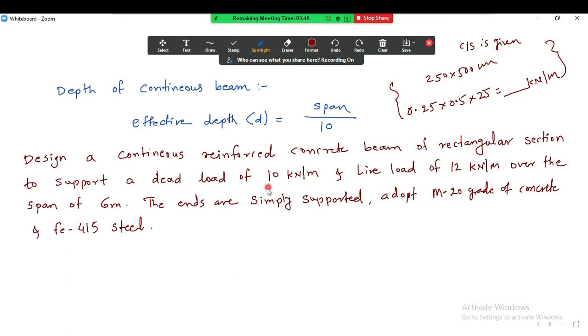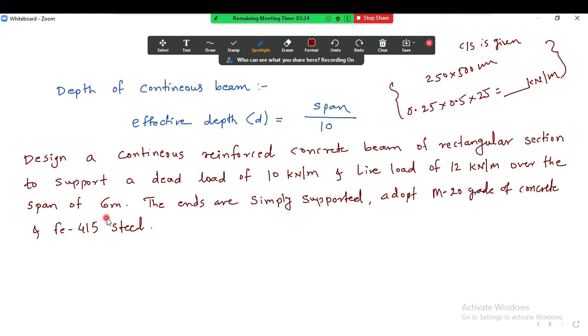They have directly given us the dead load, which is 10 kilonewton per meter, and then live load 12 kilonewton per meter. Live load is always given to you in the problem. Remember this. Live load on a continuous beam is always given in the problem, 12 kilonewton per meter over a span of 6 meters. So the span is also given.